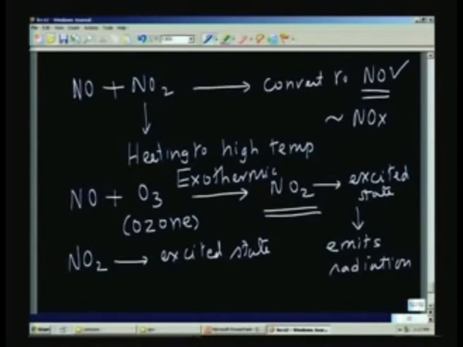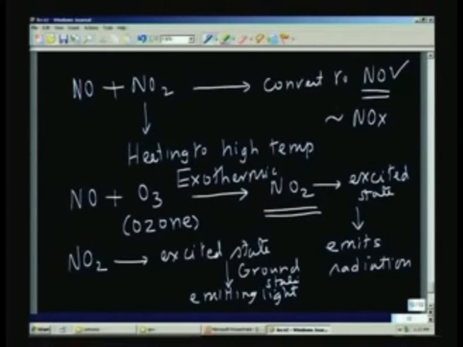The excited state will have a certain concentration. A certain number of these are going to be in the excited state, and they are going to jump to the ground state by emitting photons, or emitting light of the characteristic frequency. It is in the infrared part of the spectrum.